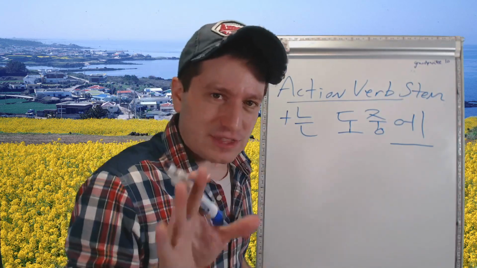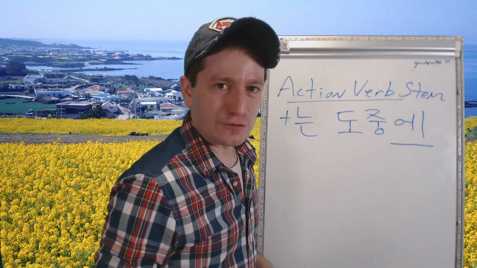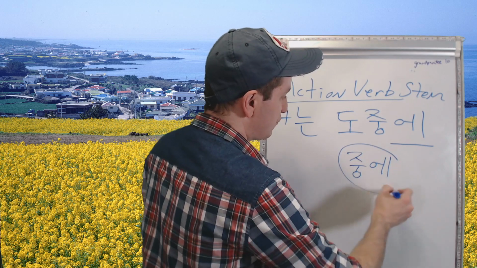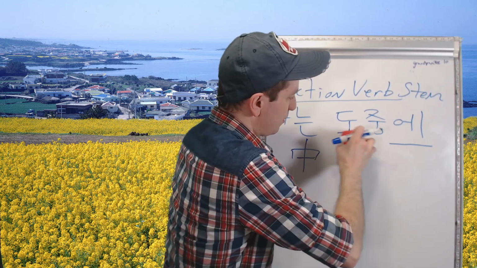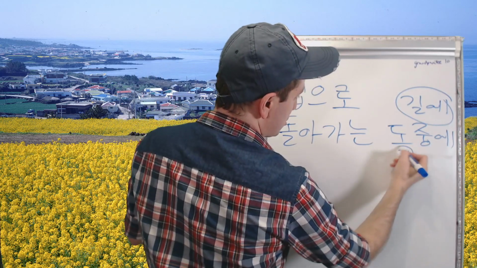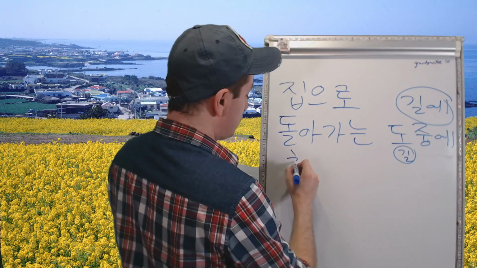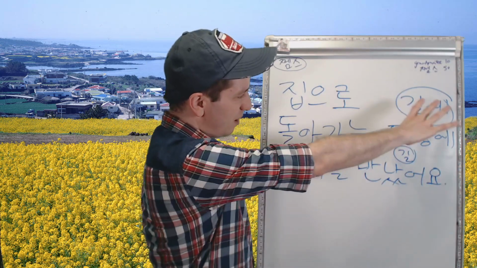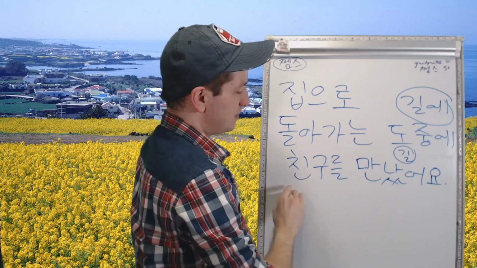If you want to think about this form as being similar to any other form, it would probably be more similar with just the 중에, in the middle of doing something. But let's do one example. 집으로 돌아가는 도중에, again, 길. So in the middle of the road going home, 친구를 만났어요. I met a friend. 집으로 돌아가는 도중에, so on the way going home, 친구를 만났어요.